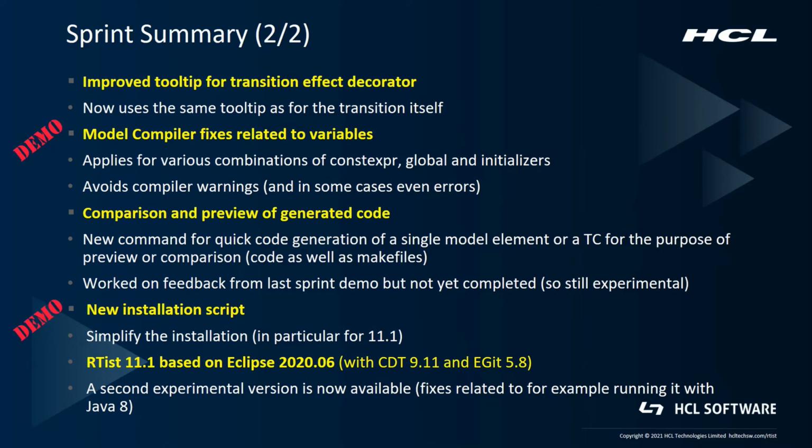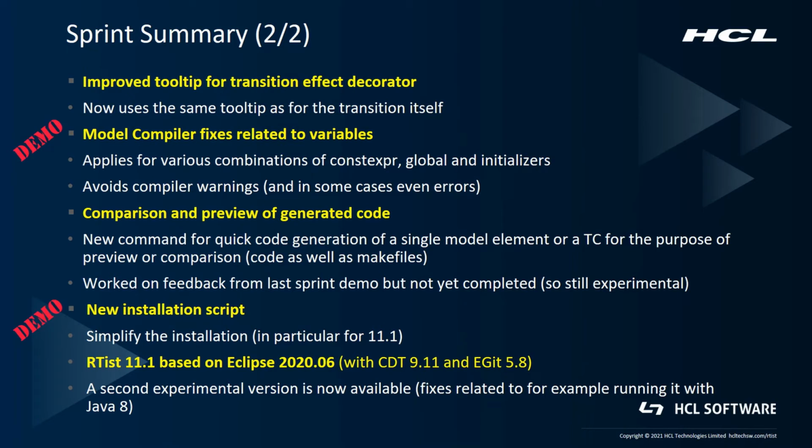Then we discovered and worked with a number of related things that all have to do with how variables are translated by the model compiler. With C++11 there are now many combinations you can set for use of constant expression, global variables, and various kinds of initializers. We found that for some of those combinations, you could get compiler warnings, and I think in some cases even an error. Those have now been fixed.